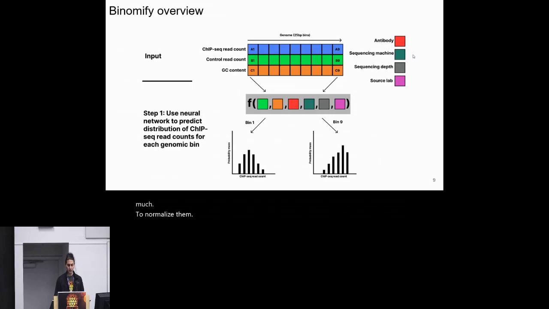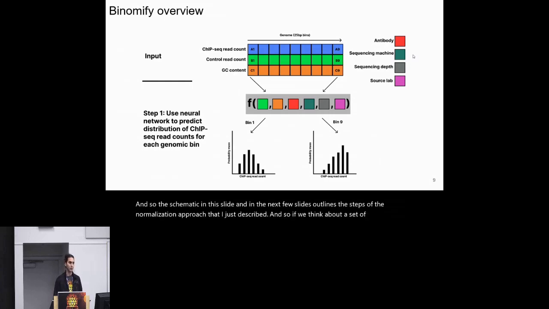And so the schematic in this slide and in the next few slides outlines the steps of the normalization approach that I just described. If we think about a set of experiments that we're interested in comparing, each experiment has its own ChIP-seq read counts, and then it has associated covariates, like the antibodies that were used for the experiment, the sequencing machine, the lab, and so forth. You can select basically any of these covariates that you would be interested in, but the important thing to consider is that they should not really leak any of the information about the biology that you're interested in measuring, and they should just be essentially potential sources of technical noise.